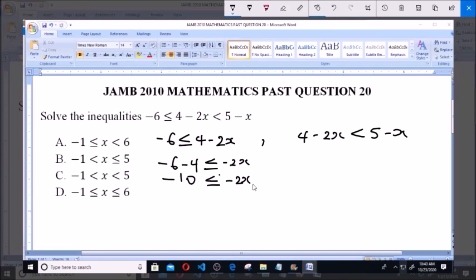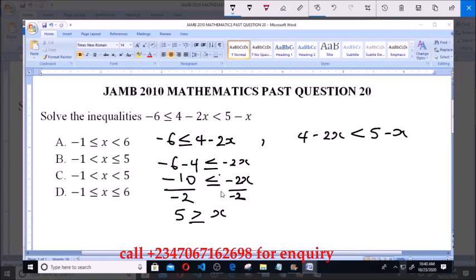Now we are going to divide both sides by the coefficient of x, which is minus 2. Now because we are dividing by a negative sign, this inequality sign has to change. So therefore we'll be having 5 is greater than or equal to x. Now this is because we are dividing by a negative sign, so this sign has to change to become greater than. If it was greater than, it will change to become less than. So we have 5 is greater than or equal to x, or x is less than or equal to 5.